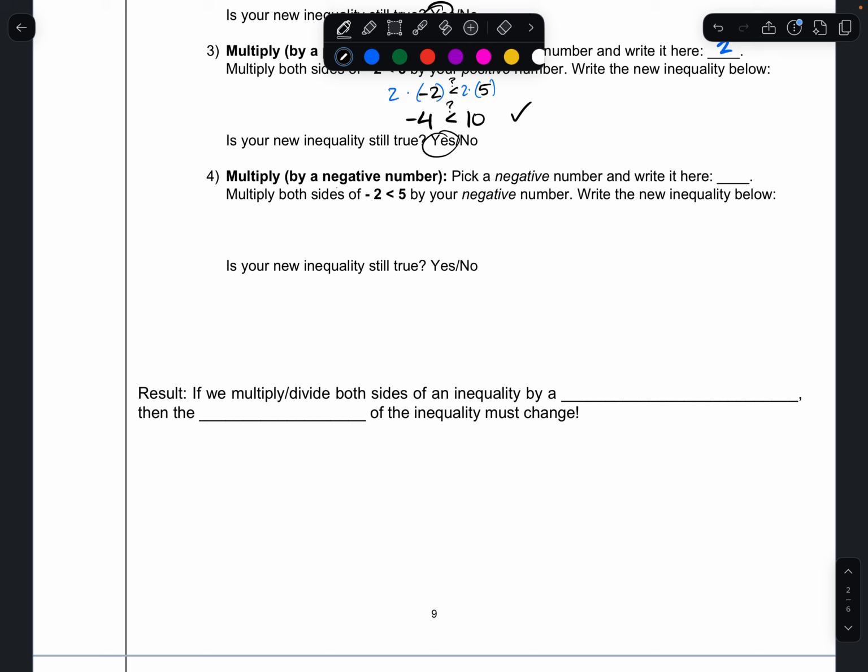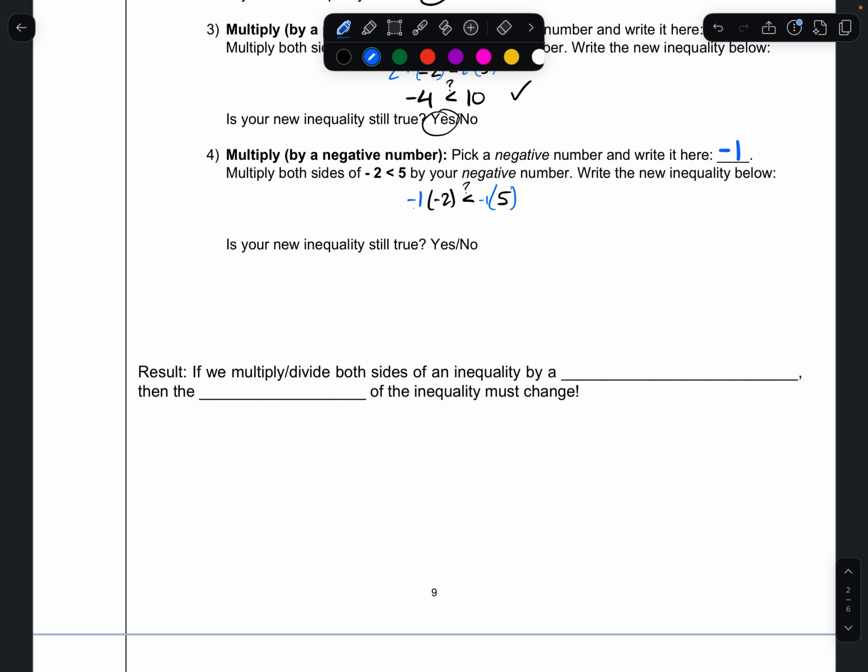Can we do it with a negative number? Let's try. Pick a negative number, any negative number you want. I'm going to steal the easy one. I'm going to pick negative 1. Pick a different negative number. Multiply both sides of our inequality by negative 1. So I'm going to take the inequality negative 2 is less than 5. And I'm asking, if I multiply both sides by negative 1, do I get a true statement?